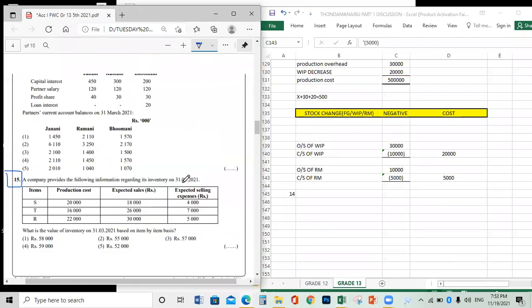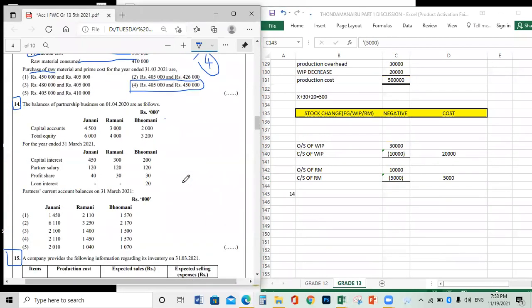Let's read the requirement first. Partners' current account balances on 31st March 2021. So they are asking for the current account balances of the partners. A partnership has two accounts, one is current and the other one is capital. Yes, Aisha, I will send it, okay? Current and capital account. So now they are asking the balance of the current account.